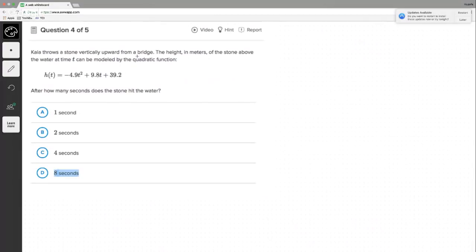Kai throws a stone vertically upward from a bridge. This is, again, a nice quadratic equation, and it's going to go whoosh, it's going to be one of these again. The height in meters can be modeled by the quadratic function. How many seconds until the stone hits the water? Boom. Okay, guess what? This is literally the same as the last question. We want to know when it's going to be at 0.